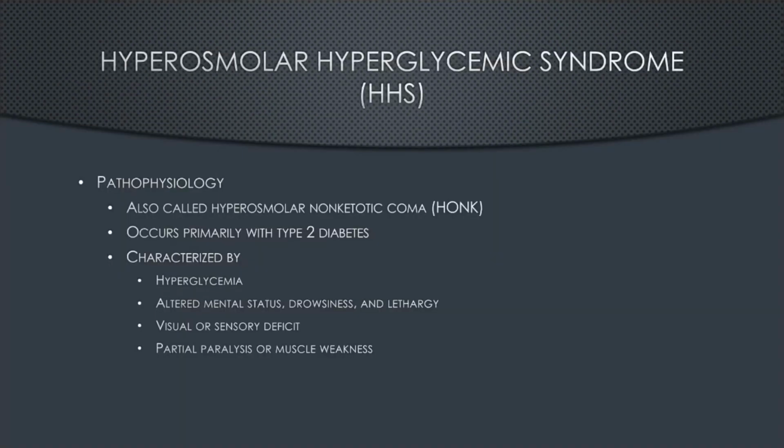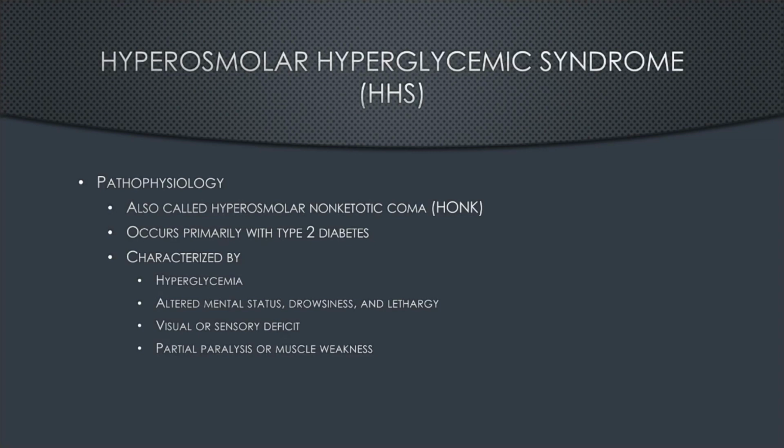Next up, we have hyperosmolar hyperglycemic syndrome, or HHS, and it's also called hyperosmolar non-ketotic coma because it's non-ketotic, it's not ketoacidosis. It's a metabolic derangement that occurs principally in patients with type 2 diabetes. The term hyperosmolarity describes concentrated blood resulting from relative dehydration.